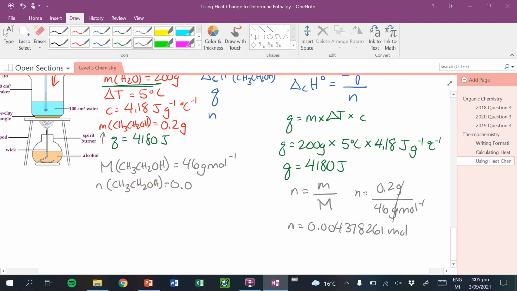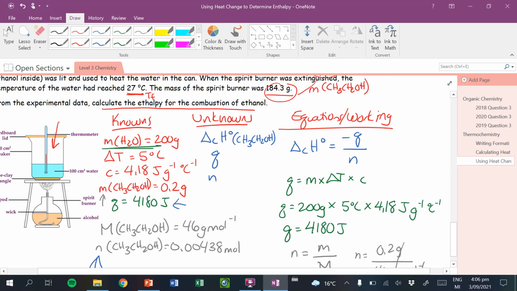So 0.00438. I'm just going to round it over here just to make my life easier. All right, so now I know those values. I'm taking this N value, I'm taking this Q value and plugging it into the equation that I had earlier.